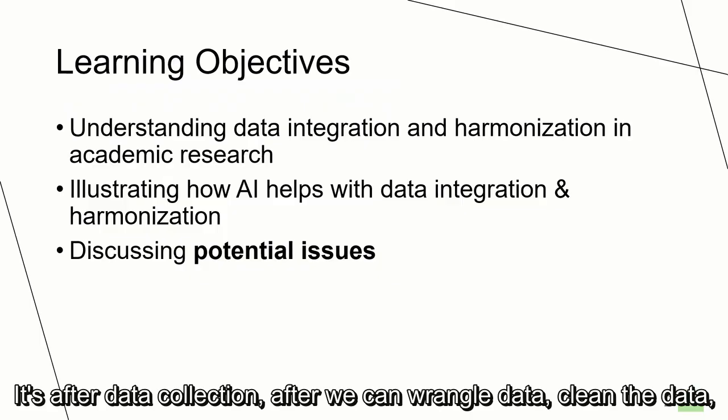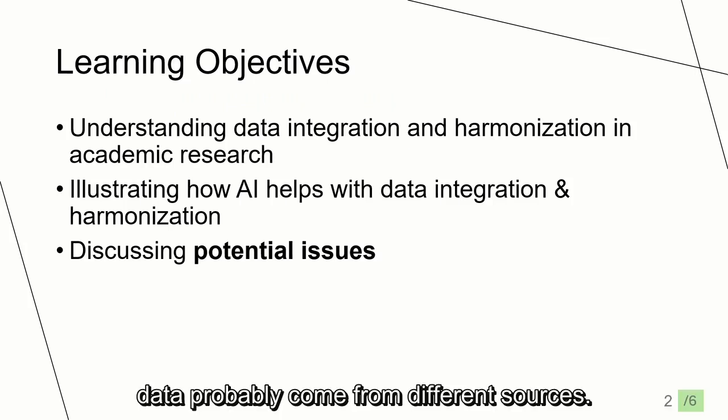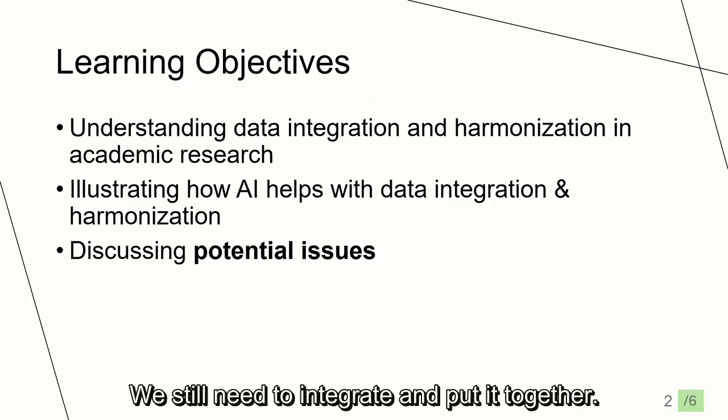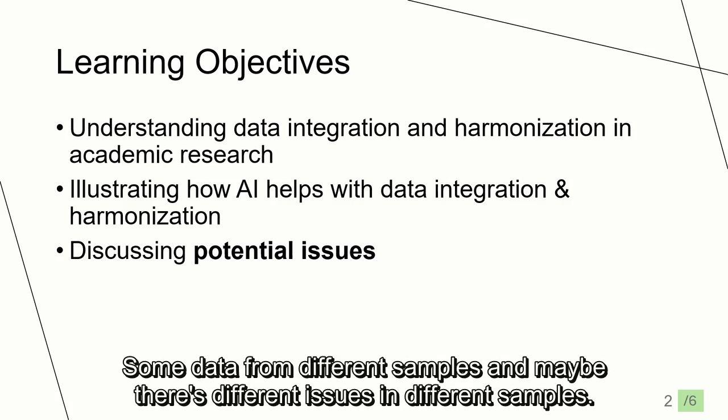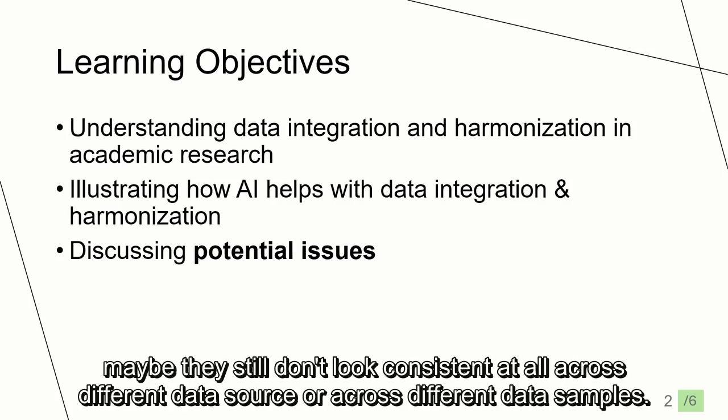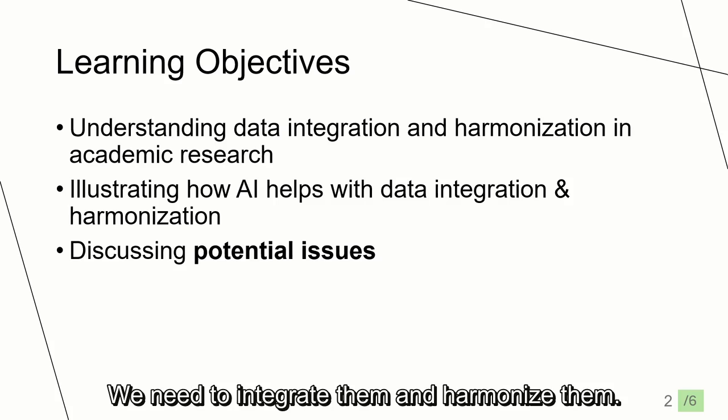It's after data collection, after we wrangle and clean the data. Data probably come from different sources, and we still need to integrate and put it together. Some data come from different samples, and maybe there are different issues in different samples. Even after we clean them, they may still not look consistent across different data sources or data samples. We need to integrate and harmonize them.